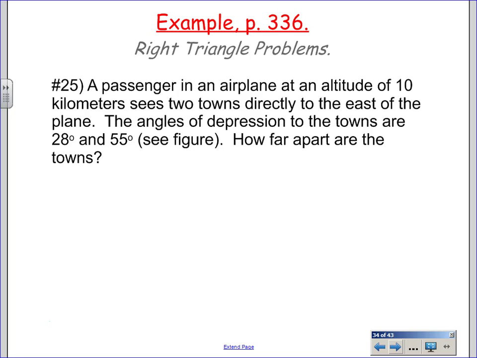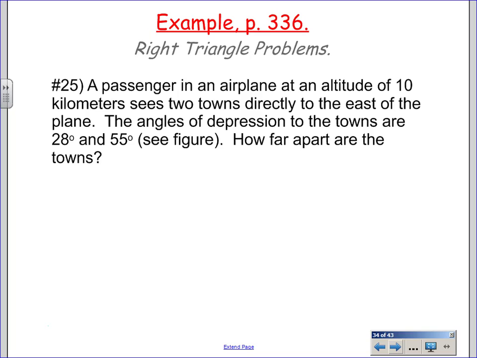So now let's see if this one got any harder. A passenger in an airplane at an altitude of 10 kilometers sees two towns directly to the east of the plane. Pull out your phone, east is this way. The angles of depression to the towns are 28 and 55.